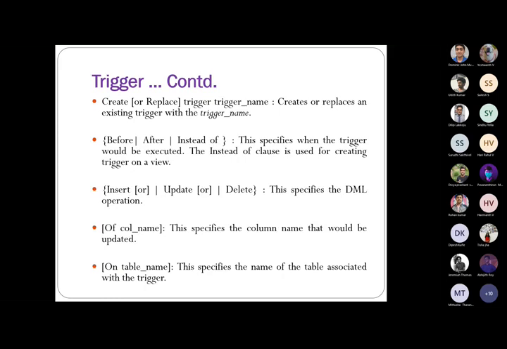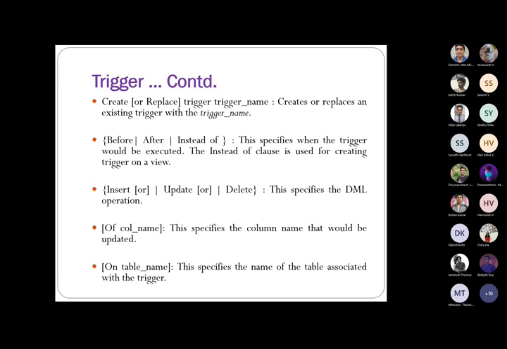Create trigger, trigger name. Create or replace replaces an existing trigger with that trigger name, and these keywords before, after, instead of specify when the trigger has to be executed. As I said, the instead of clause is used for creating a trigger on views or virtual tables. We go for this instead of clause. Else, triggers can be created before or after a DML statement, that is insert or delete or update.